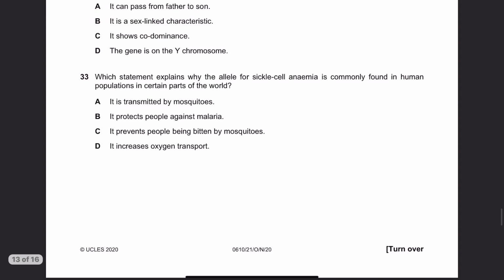Number 33. Which statement explains why the allele for sickle cell anemia is commonly found in human populations in certain parts of the world?